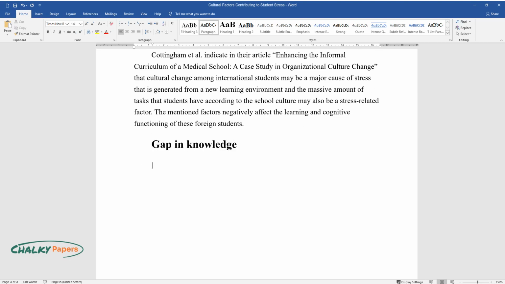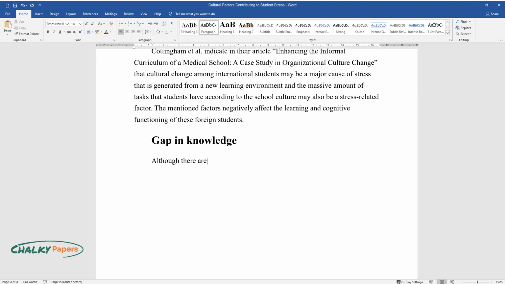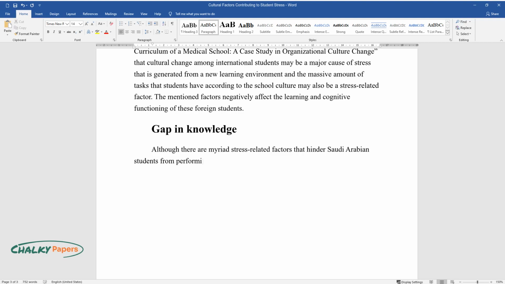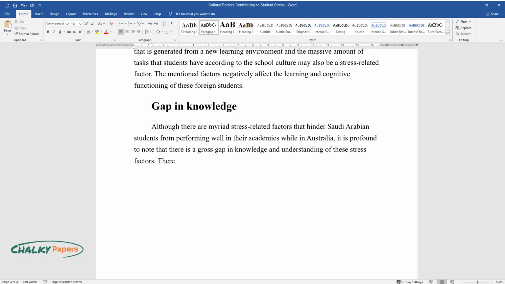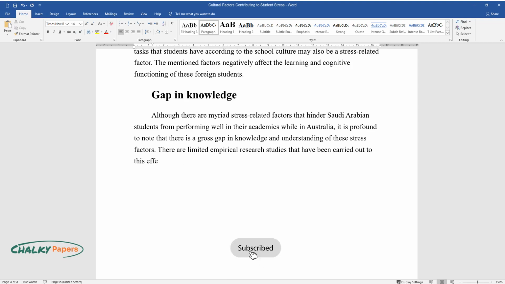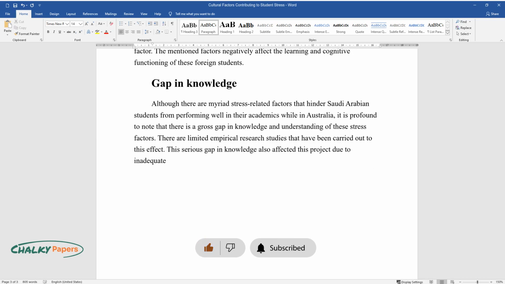Gap in knowledge. Although there are myriad stress-related factors that hinder Saudi Arabian students from performing well in their academics while in Australia, it is profound to note that there is a gross gap in knowledge and understanding of these stress factors. There are limited empirical research studies that have been carried out to this effect. This serious gap in knowledge also affected this project due to inadequate research surveys and theoretical background on the subject.